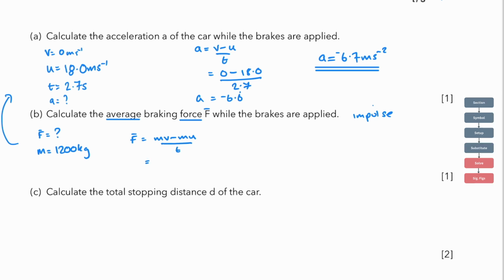Then we substitute. I'm substituting in the data from the left-hand side. The initial speed is 18.0 divided by the time taken, which is 2.7. And we solve. So the average force is equal to minus 8,000. And that's right on the nose. The answer is exactly minus 8,000. And the minus, of course, means it's a braking force. It's in the opposite direction to the way that the car is travelling. So we underline that to say that's our final answer.